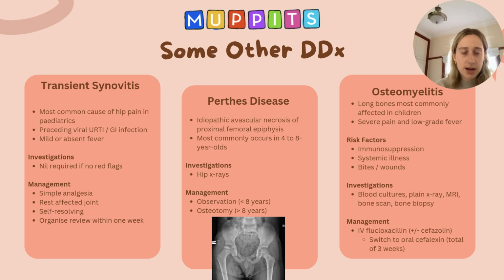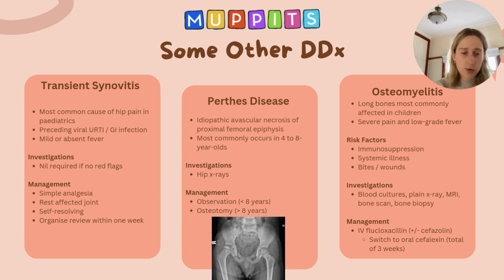Osteomyelitis often involves long bones in children, and the children will often complain of severe pain and they'll have low-grade fever. Risk factors for osteomyelitis will be immunosuppression, systemic illness as well, and different bites or wounds that might lead to cellulitis and then subsequent osteomyelitis.